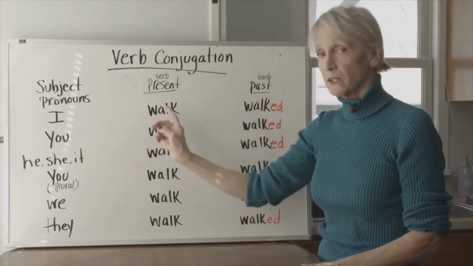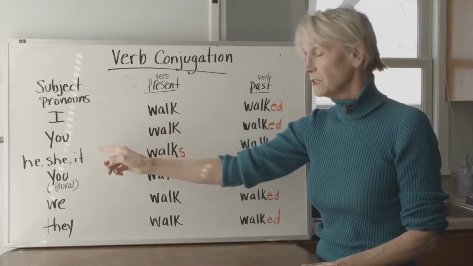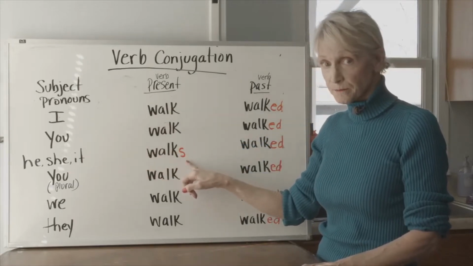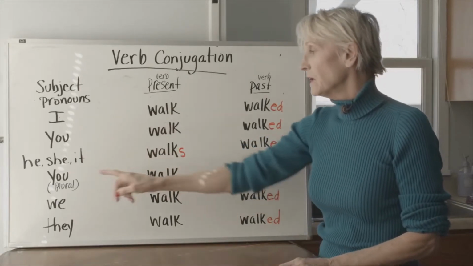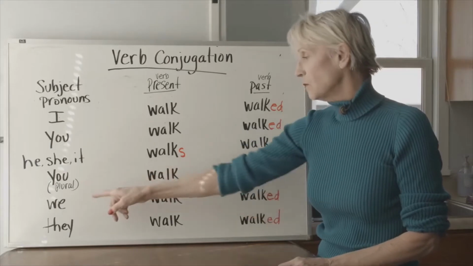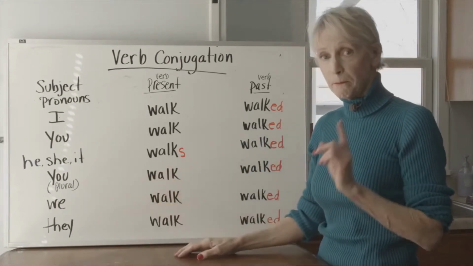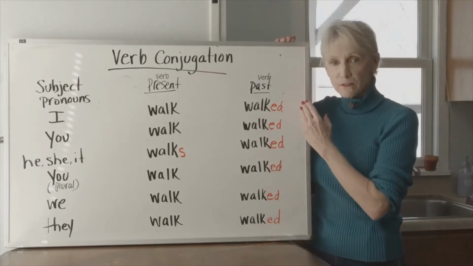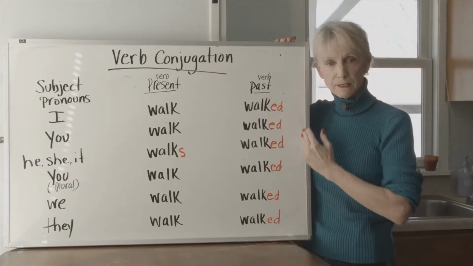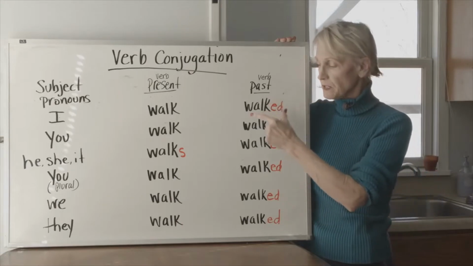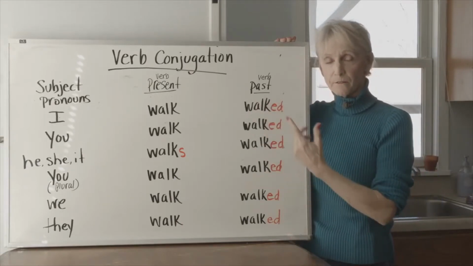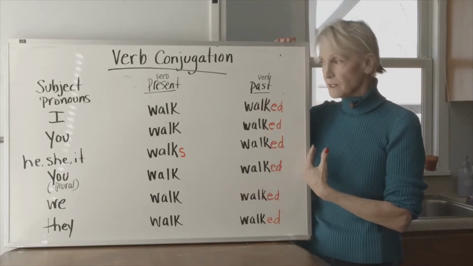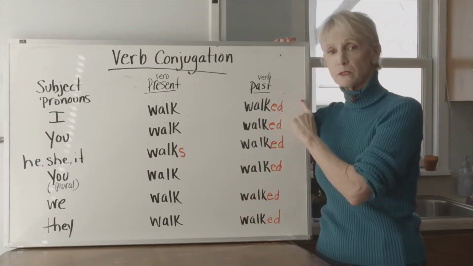So I walk, you walk, he, she, it walks. It gets the S at the end. You, plural, walk, we walk, they walk. But in the past, all of the verbs remain the same, ED. So you don't have to think about changing this for the subject in the past. Remember, this is the simple past.